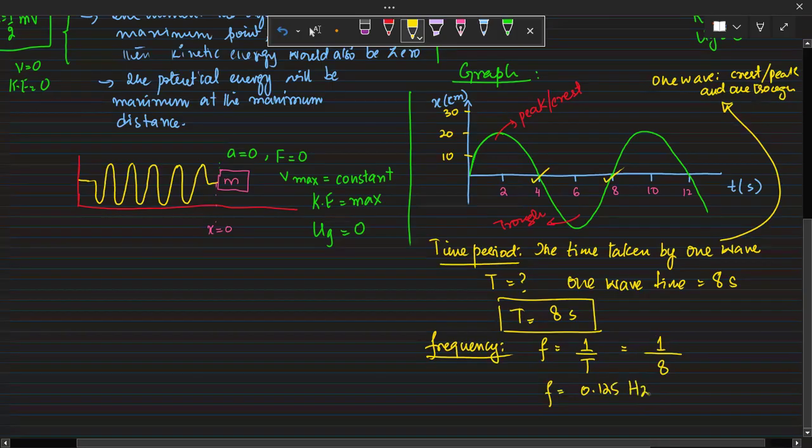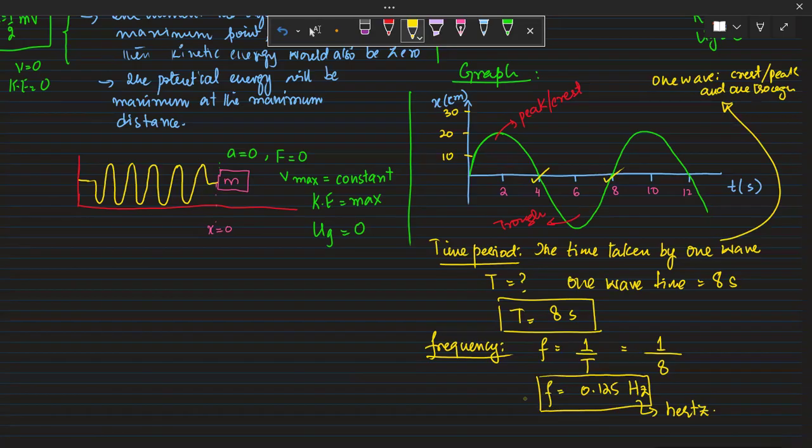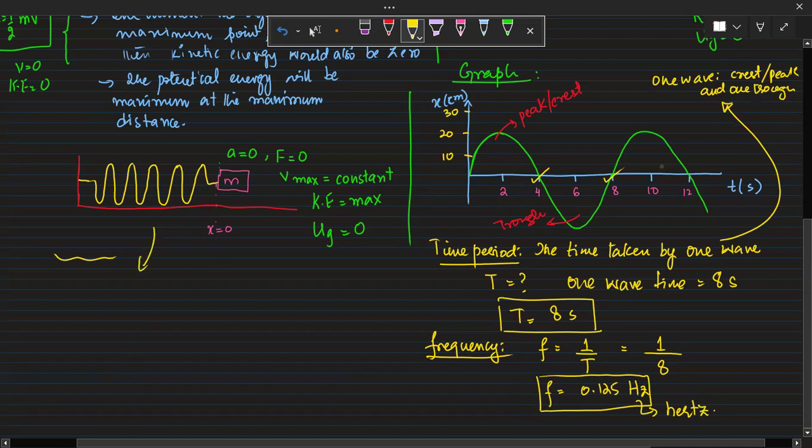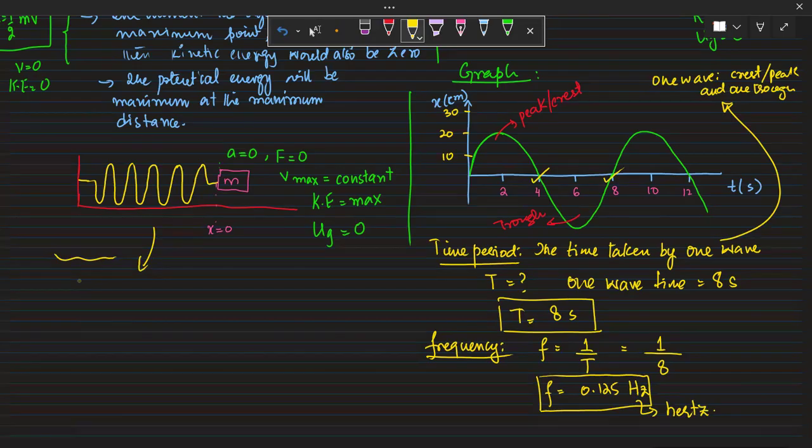0.125 hertz. This is the unit of frequency, hertz, right? Now, if I want to find out the time period, if I have a spring oscillating in simple harmonic motion, how will you find out the time period of the spring?